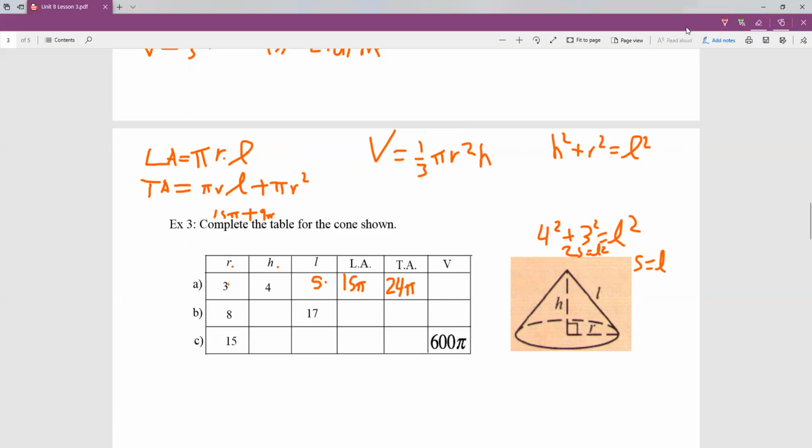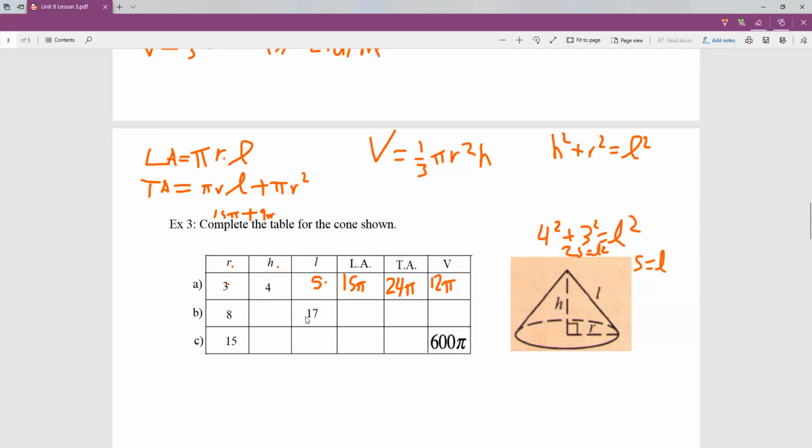All right. And lastly, we got volume. So volume, we're going to take r squared, plug that in there. So 1/3 pi r, so 3 squared times the height, which is 4. Multiply that out. 3 squared is 9. 9 divided by 3 is 3. 3 times 4 is 12. So it's looking like it is going to be 12 pi. There you go. All right.